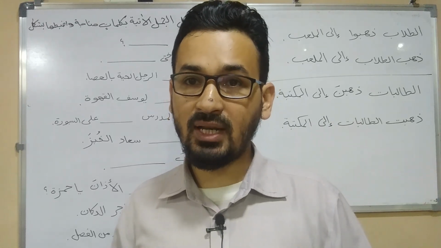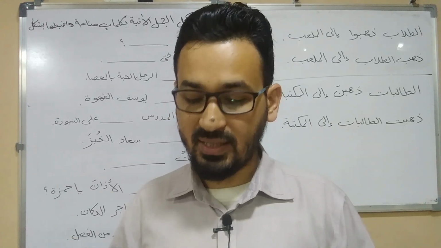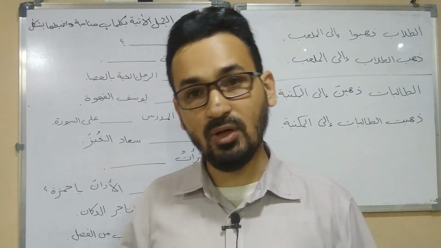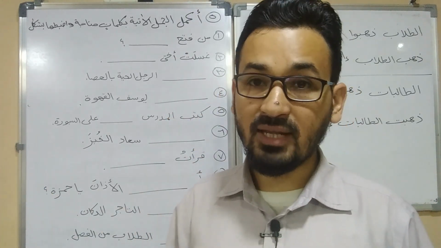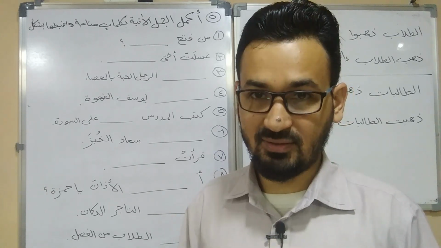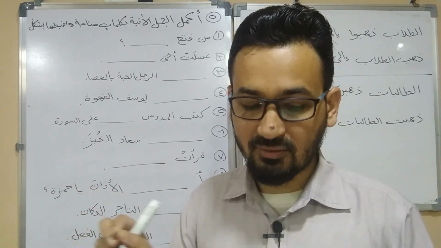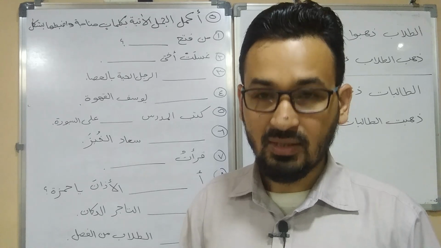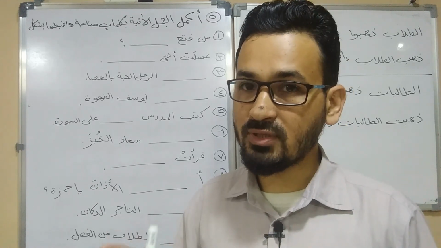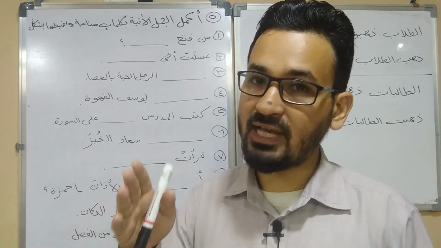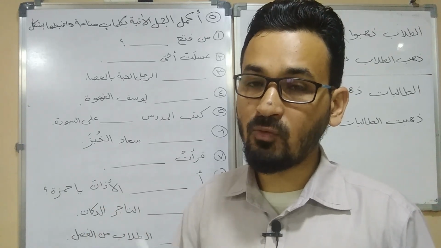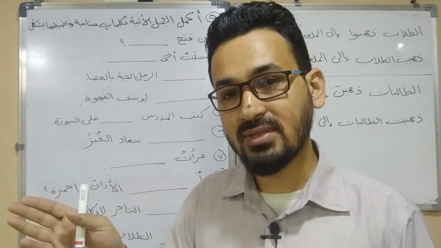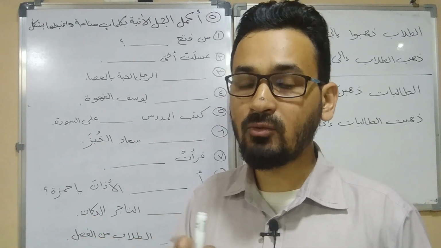Number 2. الناس سمعوا الأذان. سمع الناس الأذان. الطلاب كتبوا الأجوبة. كتب الطلاب الأجوبة. الطالبات دخلن الفصل. دخلت الطالبات الفصل. دخل, it is used with fi also and without fi also. You can say دخلت الطالبات في الفصل, or you can also say دخلت الطالبات الفصل.